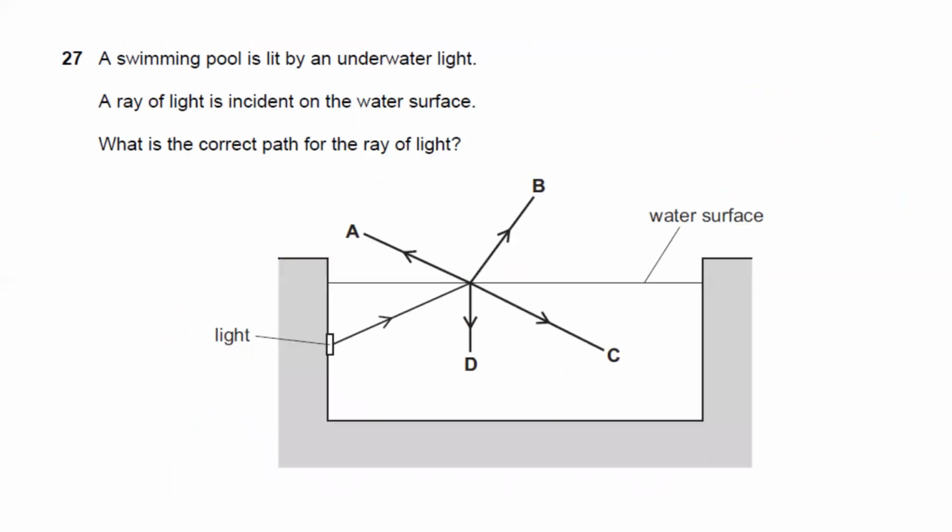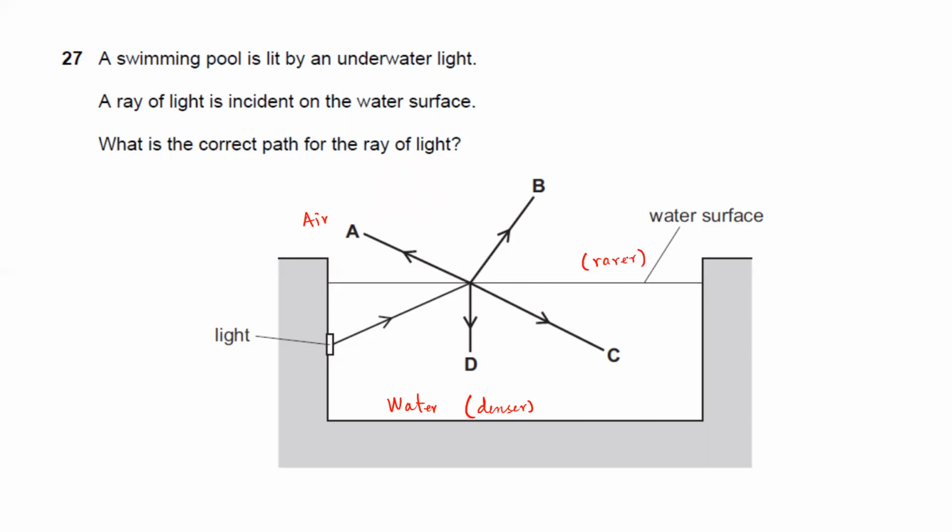Next, question 27. A swimming pool is lit by an underwater light. A ray of light is incident on the surface of the water. What is the correct path of the ray of light? So remember, this is water and this is, for example, air. So the light ray is basically entering from a denser medium. This is a denser medium and this is a rarer medium.